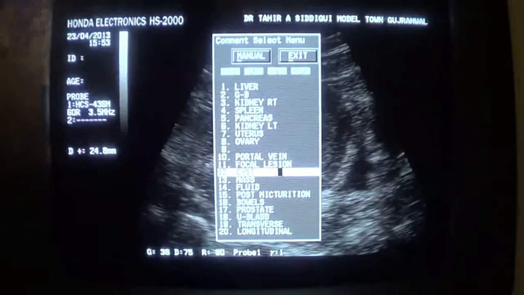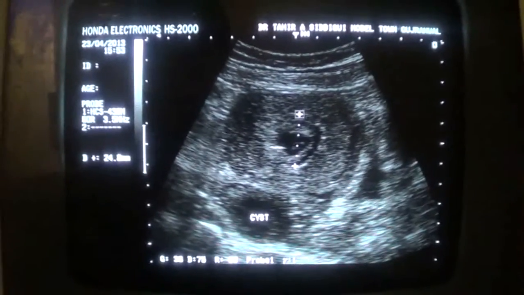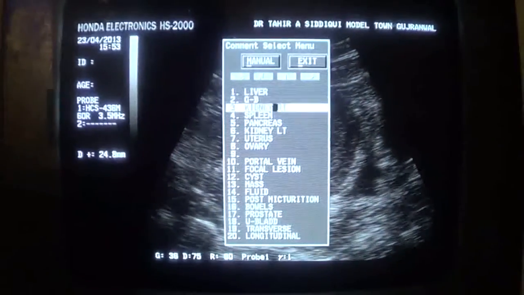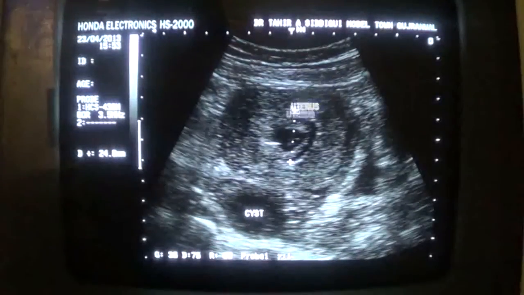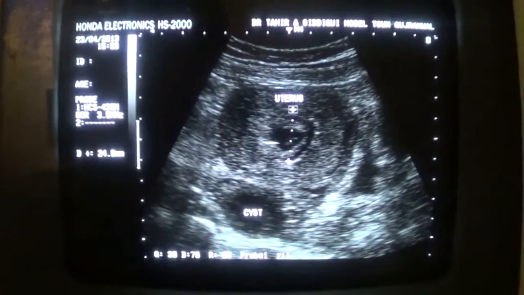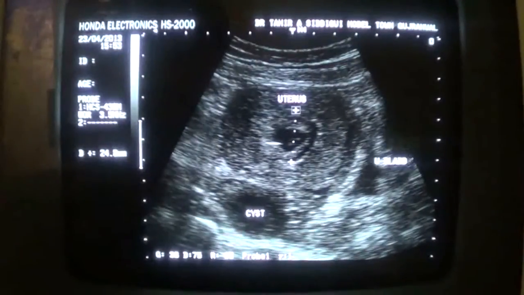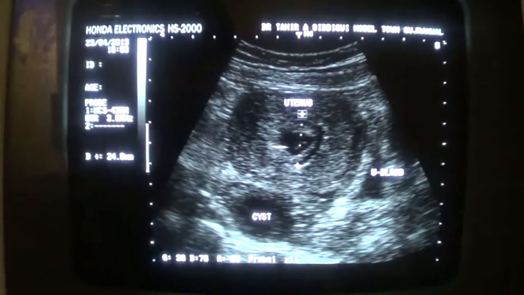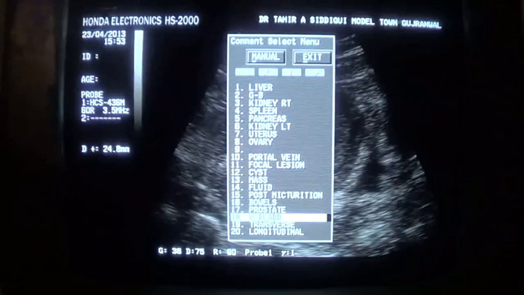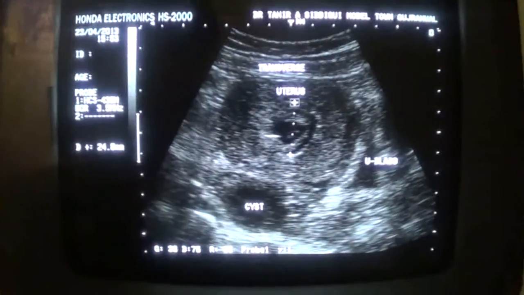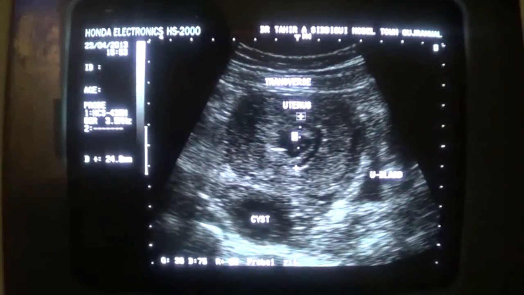So this is the corpus luteum cyst being displaced posterior to the uterus, and this is the uterus in transverse section. This is the uterus. This is the urinary bladder. The urinary bladder is not adequately filled, it is underfilled. This is the transverse section. This is the sac.